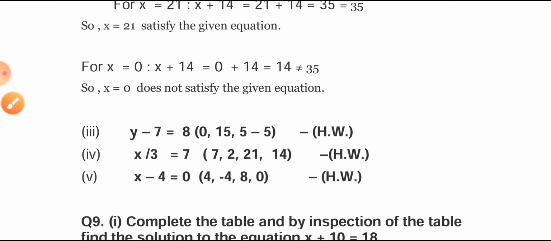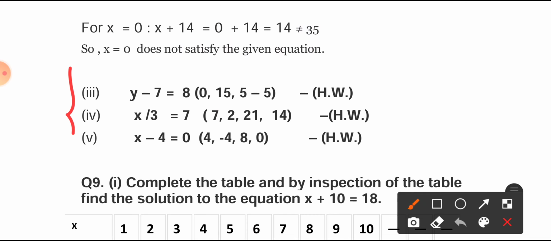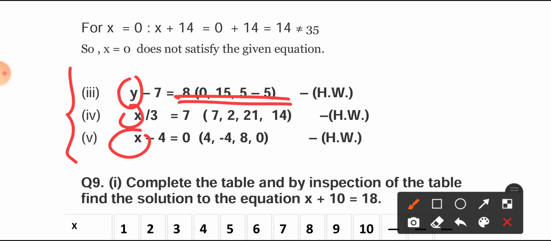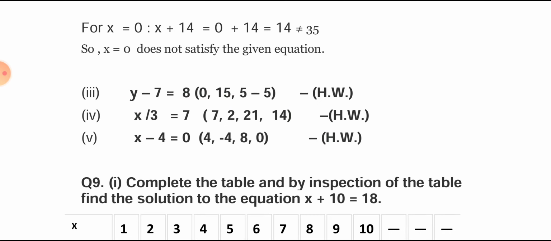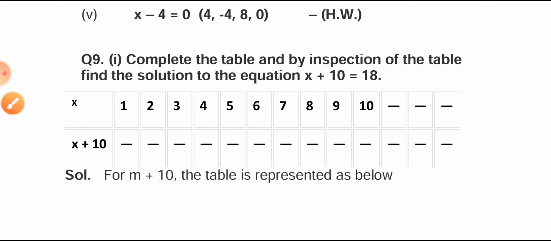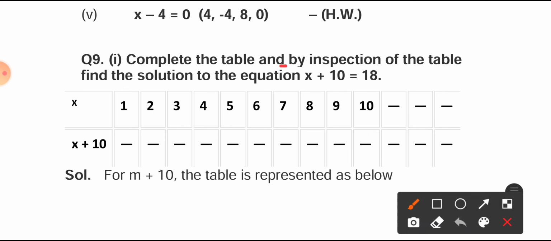Like this, solve the remaining question number 3rd, 4th and 5th. You have to put all the 4 values in place of the given variable and you have to see whether it is satisfying or not. Then question number 9. Complete the table and by inspection of the table find the solution to the equation x plus 10 is equal to 18.